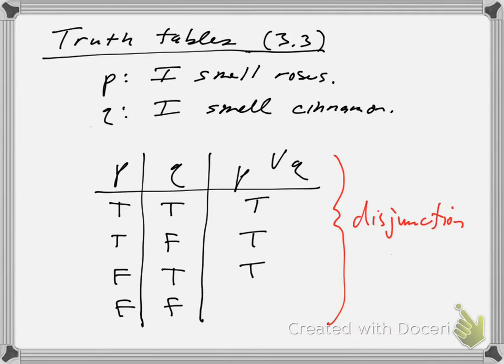Now, if it's looking at the last case, if I don't smell roses, I don't smell cinnamon, is it true that I smell roses or I smell cinnamon? No, it's not, because both of those statements were false, and in order for an or statement overall to be true, one of the two has to be true or both. So this is the general truth table for disjunction. Okay, so let's go and we can actually do some problems here now.